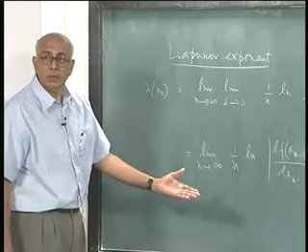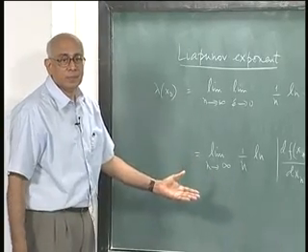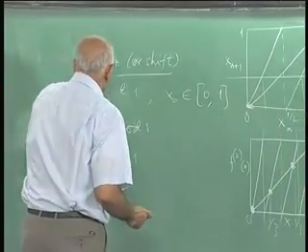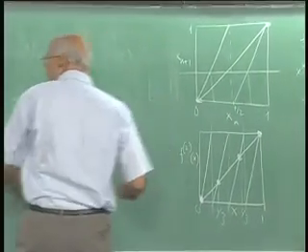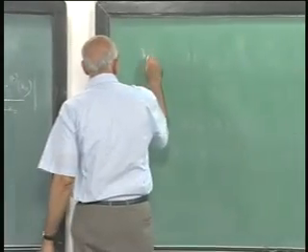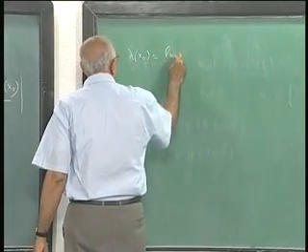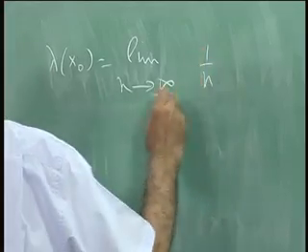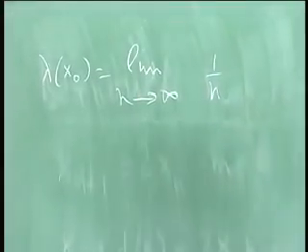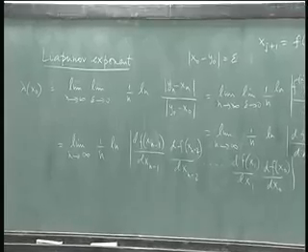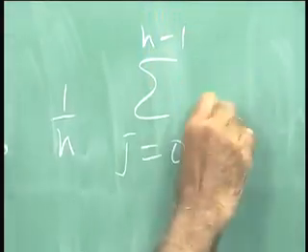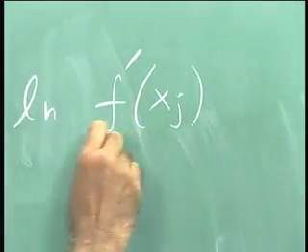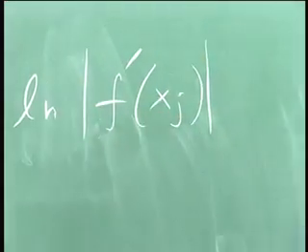Can I simplify this? Yes indeed, because it is obvious that at once this could be written as lambda of x naught equal to the limit n tends to infinity of 1 over n log of... log of ab is log of a plus log of b. So you could write this as a summation from j equal to 0 to n minus 1 of log of the modulus of f prime of x j.